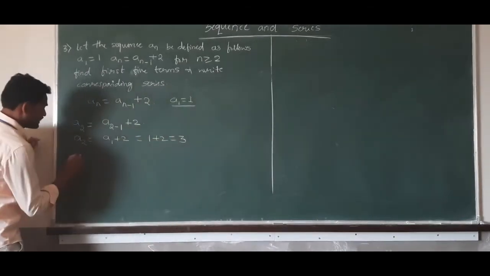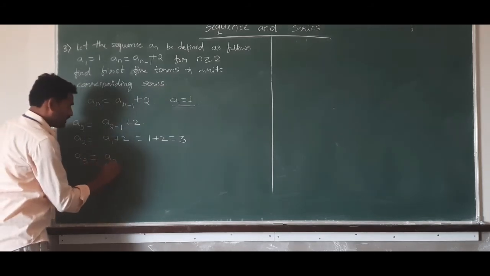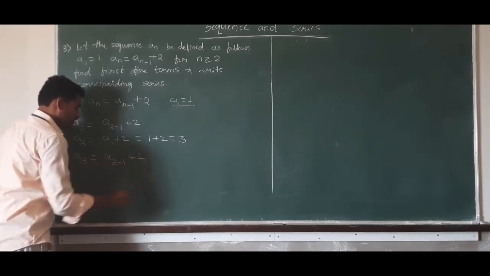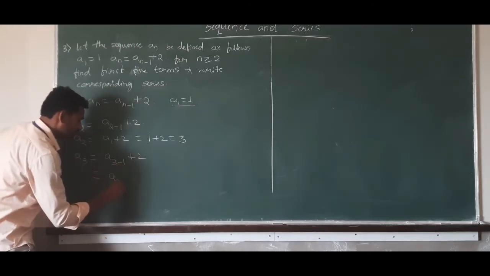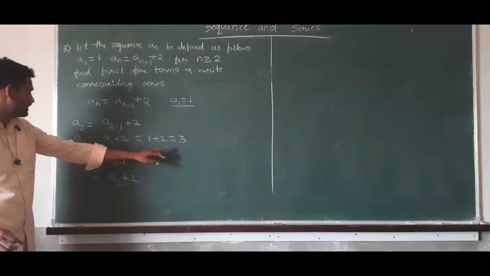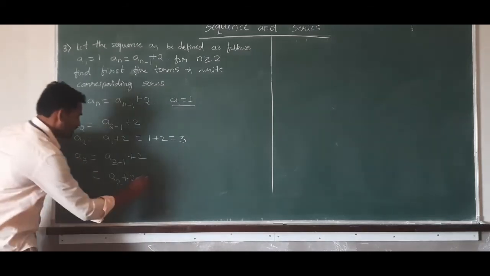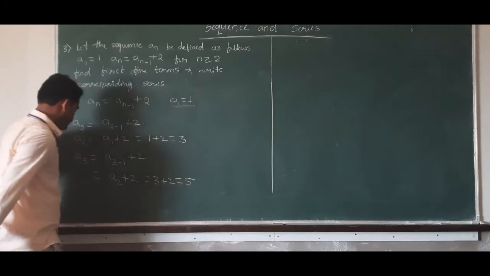We have to find the third term. a3 is equal to a of 3 minus 1 plus 2. So is equal to a of 3 minus 1, means a2, plus 2. We have already found the value of a2, that is a2 is equal to 3. 3 plus 2 is equal to 5.